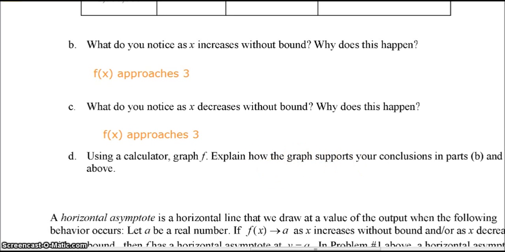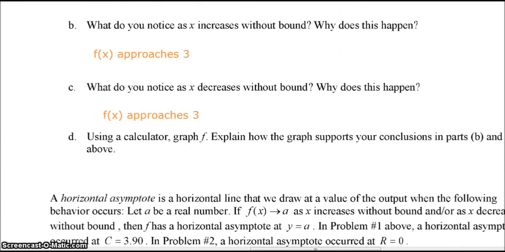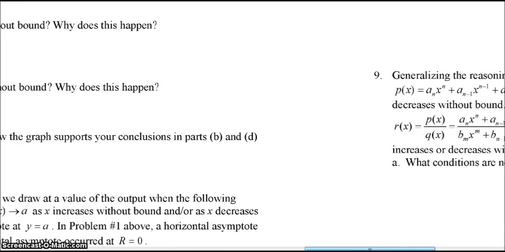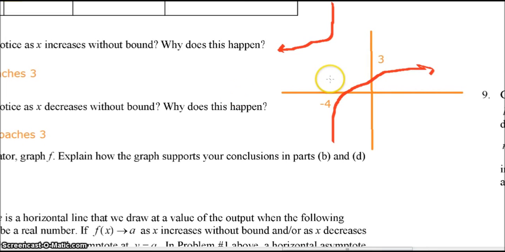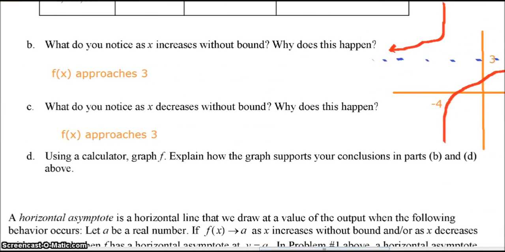And then we could use a calculator to graph the function. I don't have a lot of room to do this. So notice, again, we have our vertical asymptote at x = -4, but at y equals 3, we have something different happening. The function is approaching this line, but never quite reaching it. So that's our graph, and we see that as x increases without bound, the output approaches 3, and also as x decreases without bound, the output approaches 3. And we have a horizontal asymptote at y equals 3.